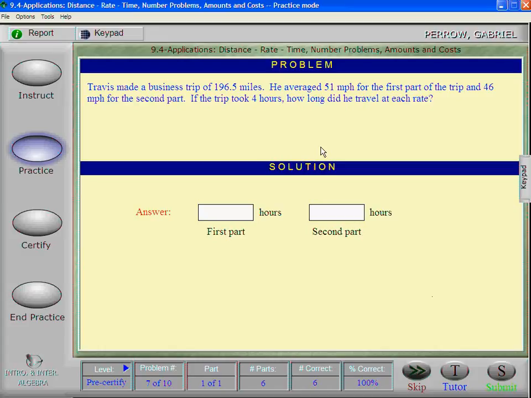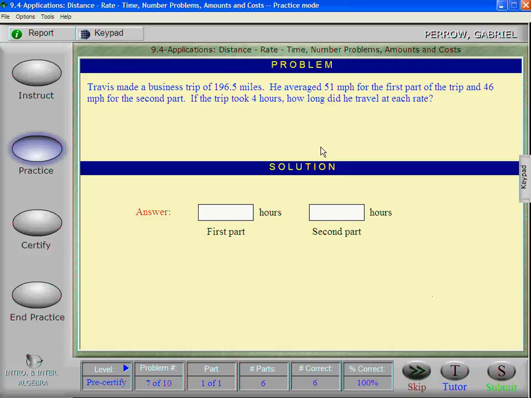Okay, a few more problems. Travis made a business trip of 196.5 miles. He averaged 51 miles per hour for the first part of the trip and 46 miles per hour for the second part. If the trip took 4 hours, how long did he travel at each rate?